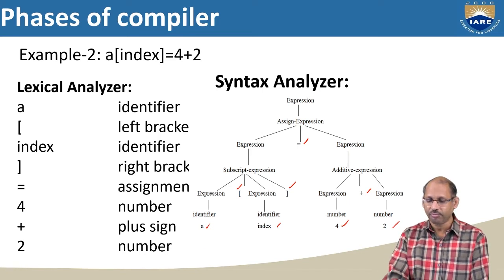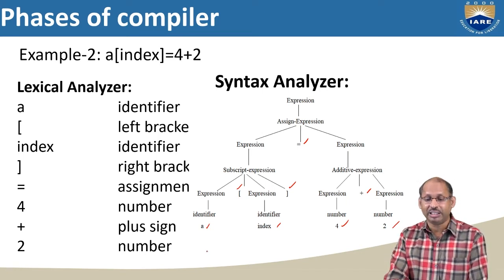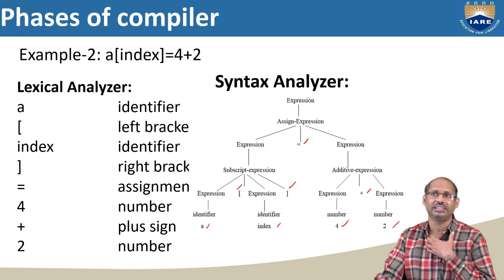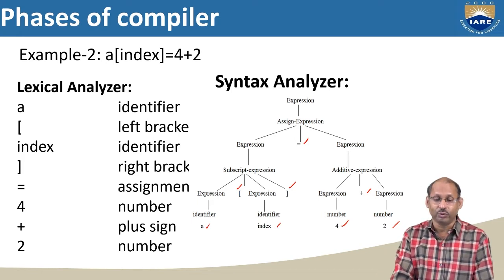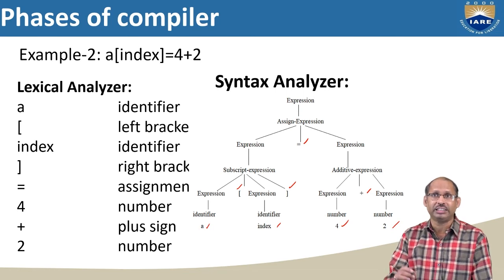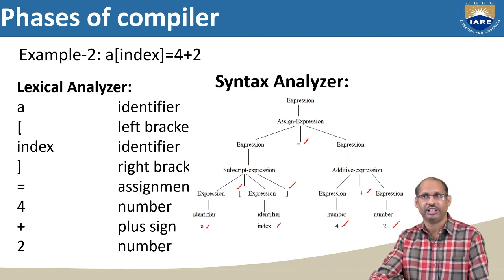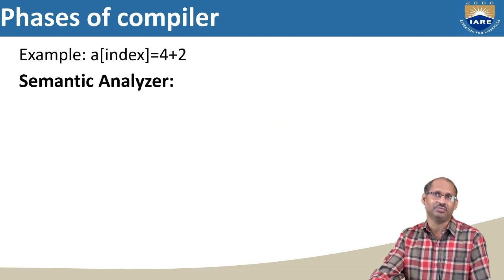Right? So, what is our statement? A of index equal to 4 plus 2. Then here the syntax tree is generated. Right? A sequence of tokens which is the output of the lexical analyzer will be the input to the syntax analyzer, which results in the syntax tree. This resultant syntax tree is the input to the semantic analyzer.